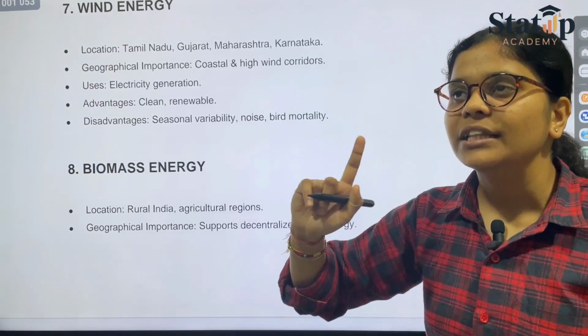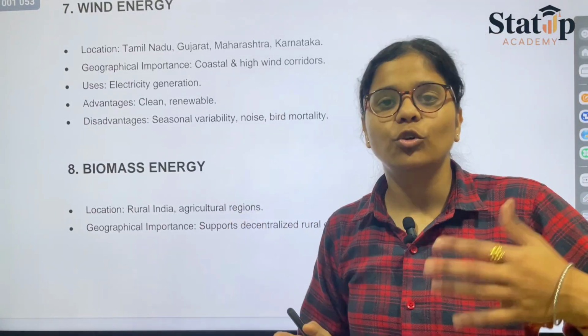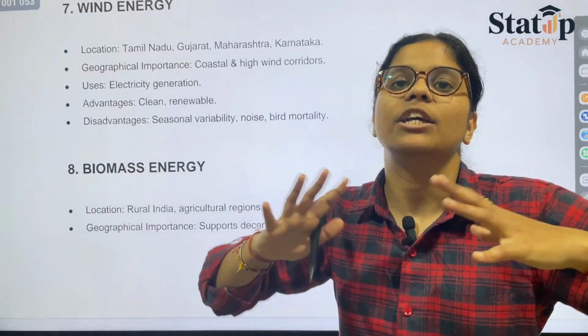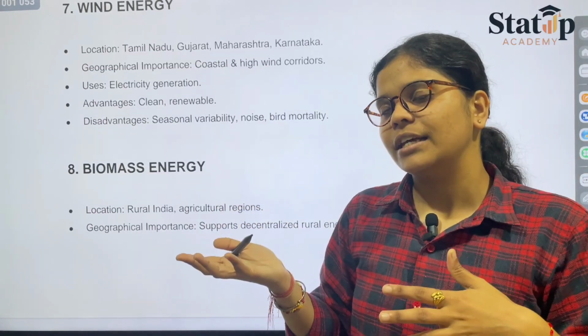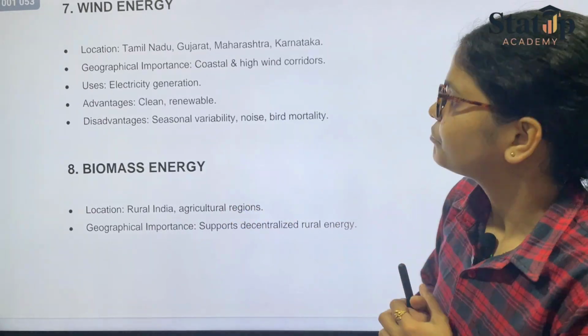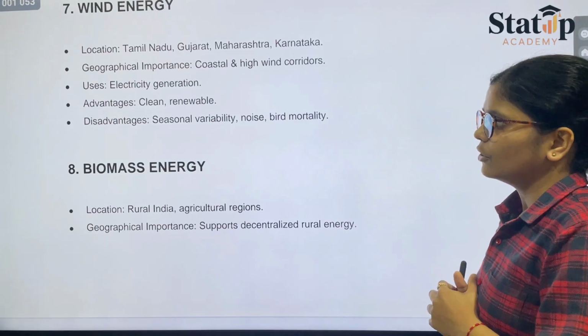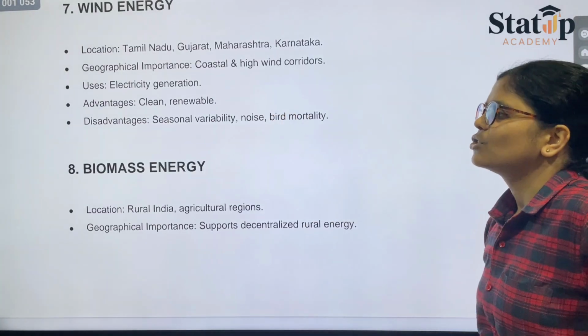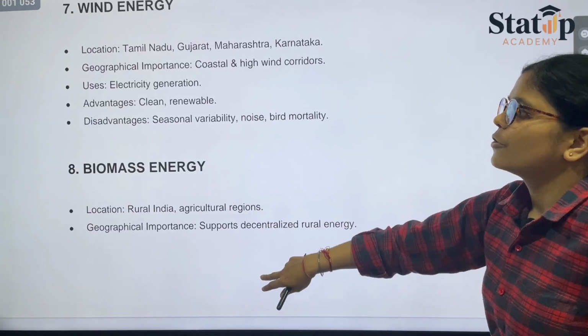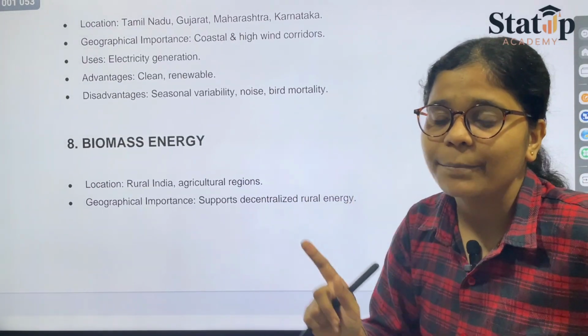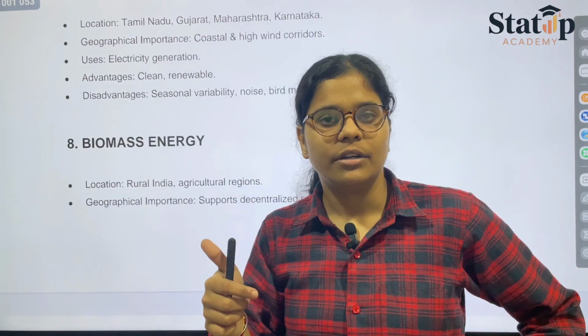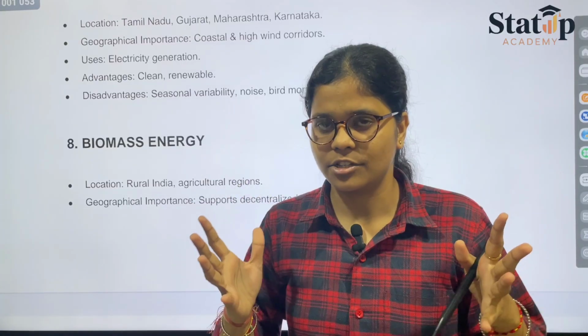So the one thing that you can find in common is Gujarat and Andhra Pradesh are getting major of the sources, or we can say the renewable sources of energy. Geographical importance is nothing but the high wind corridors are required and electricity generation is used. It is a renewable and clean source of energy. But it is not fully sustainable because birds are getting disturbed.